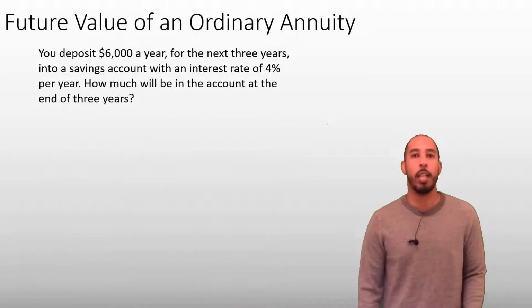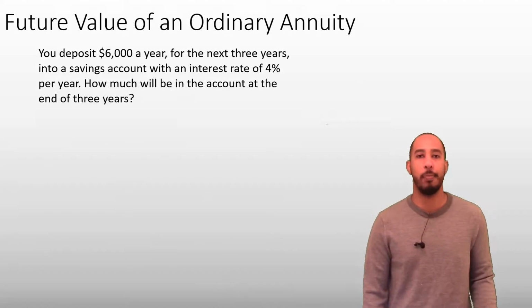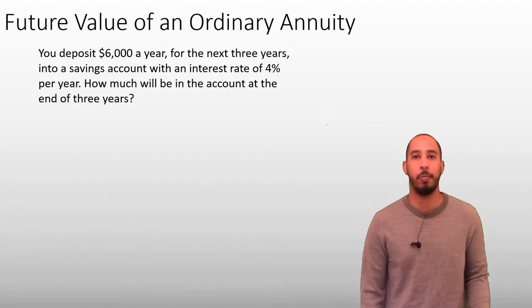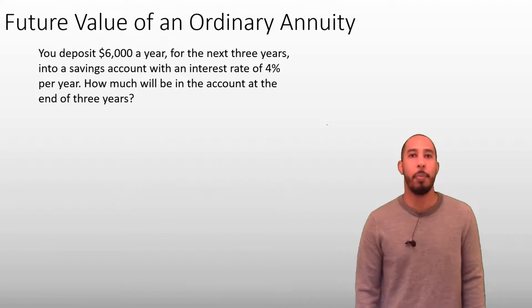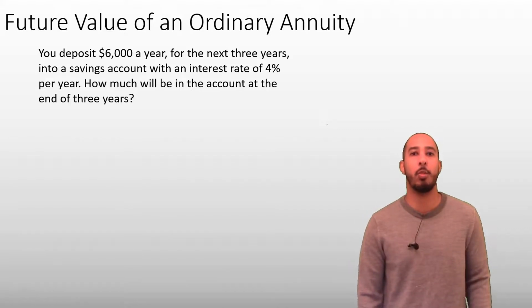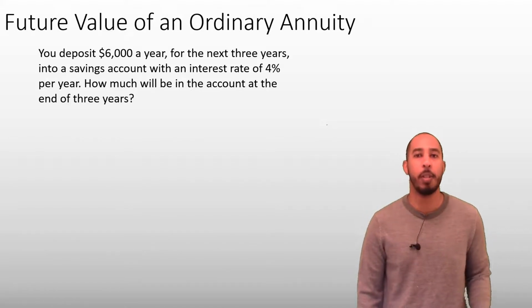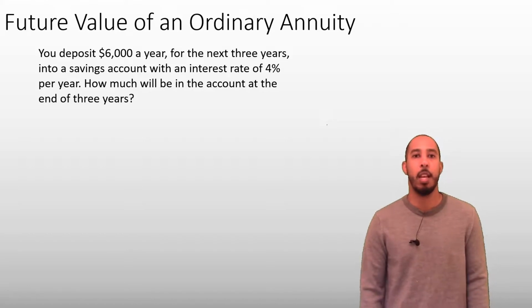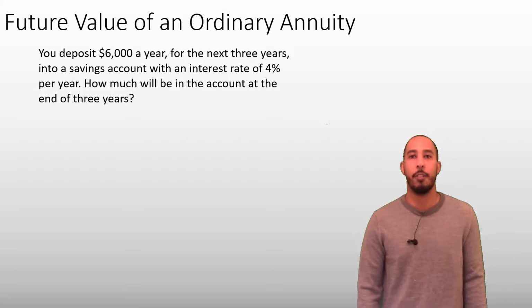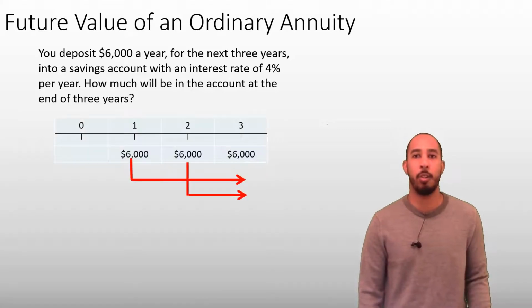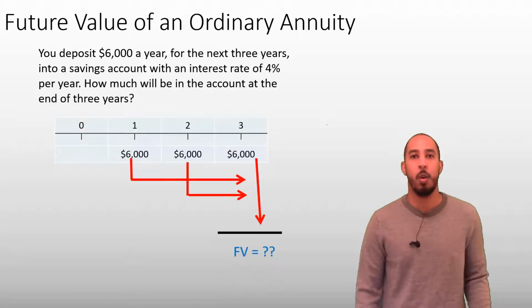We can quickly go through an application for a future value. The process is pretty much identical. Say you deposit $6,000 a year for the next 3 years into an account paying 4% interest per year. How much will be in the account at the end of 3 years? We could just find the future value of each cash flow at year 3 individually and add them up, or we could use the formula, or we could use a calculator.